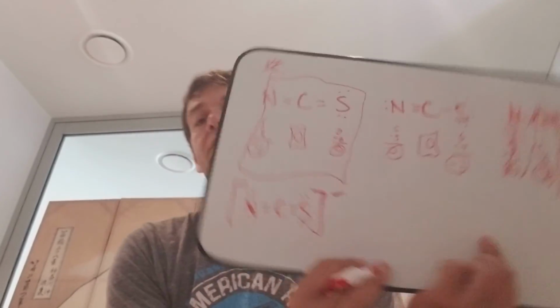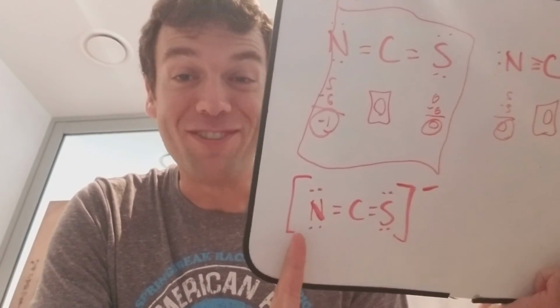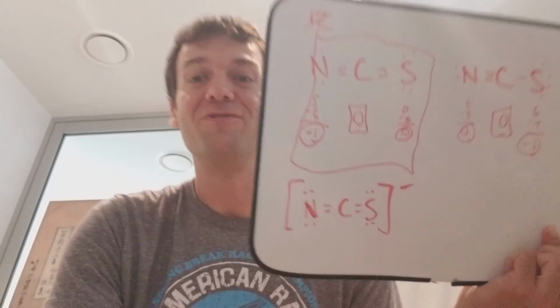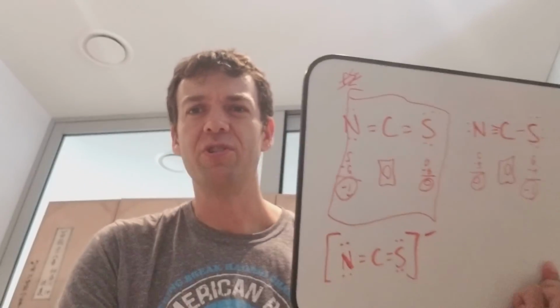So overall, to get that structure, all you would do to finalize it is do this. After all that, you still got to remember it's an ion. So you got to put the brackets around it and the minus charge. Okay, so that's part 1. That's formal charge. It's how you attack it.